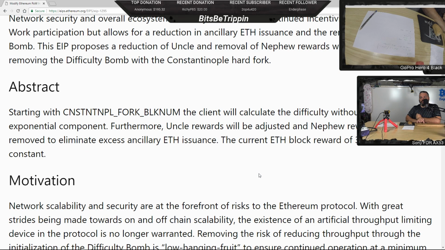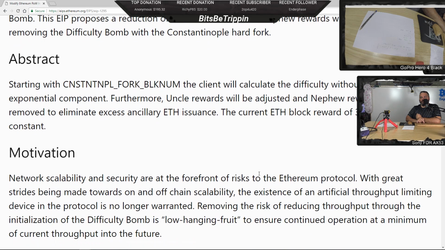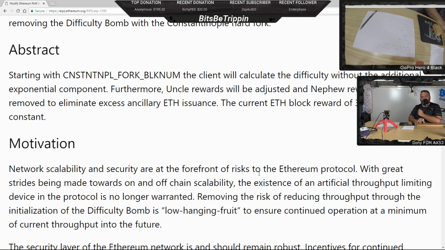Their current ETH block reward of 3 will remain constant. Furthermore, uncle rewards will be adjusted. Nephew rewards will be removed. Okay, so what they're saying is, starting with the fork, the client will calculate the difficulty without an additional exponent component. That's a fancy way of saying removing or pushing off the difficulty bomb. Furthermore, uncle rewards will be adjusted and nephew rewards will be removed to eliminate the excessive ancillary ETH assurance.